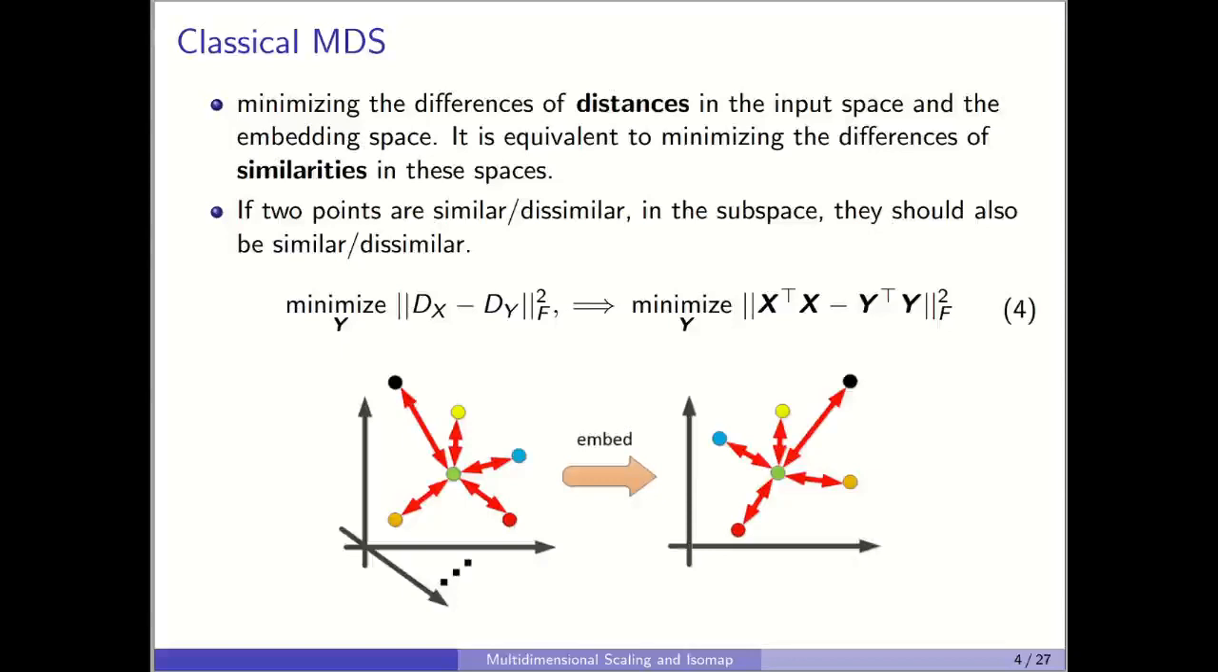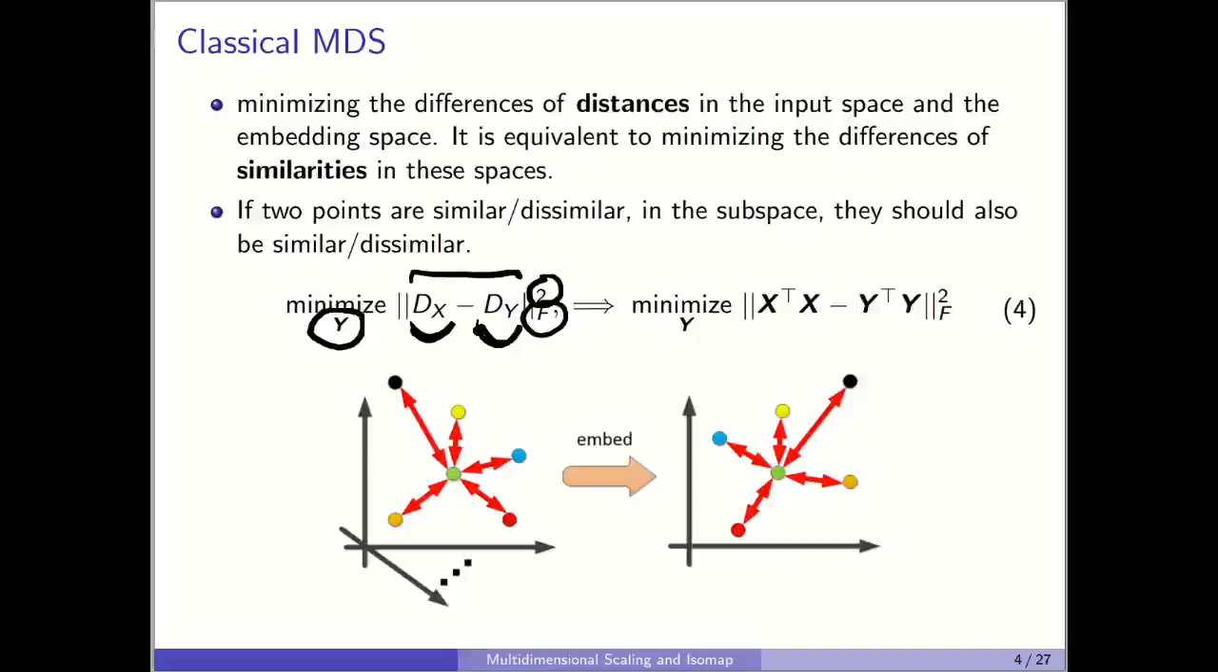It says that I want the differences or distances of data in the input space to be similar to the distances of data in the embedding space. So the difference of distances should be minimized. And this is Frobenius norm, which is similar to L2 norm, but for matrices. It's the square root of the summation of squared elements of the matrix. And it is squared because we want to make it convex. We minimize it. We find y in the sense that the difference between distances should be minimized.